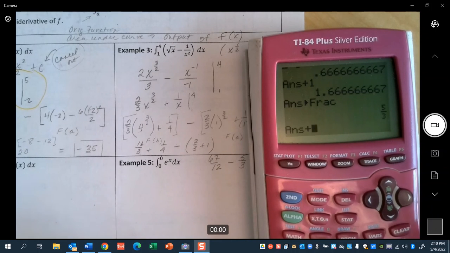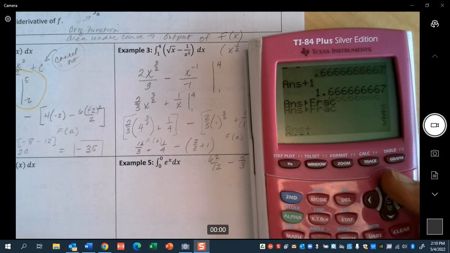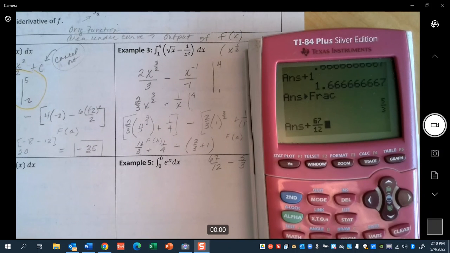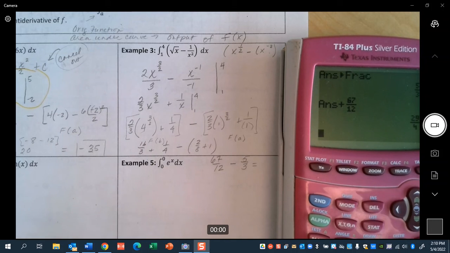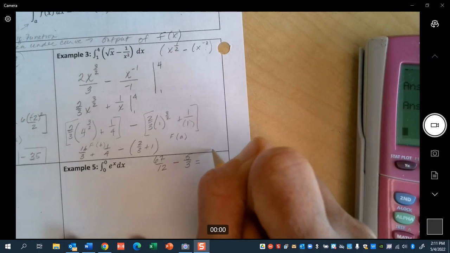If you take that answer and you go up on your calculator, 29/4. Oh, I should be subtracting. I don't think I subtracted, did I? Nope. 67 divided by 12 minus 5 divided by 3. And then I did it twice. I pressed it twice. Why did I do that? I should have just used my brain. That's why. 47/12. Does that sound better?